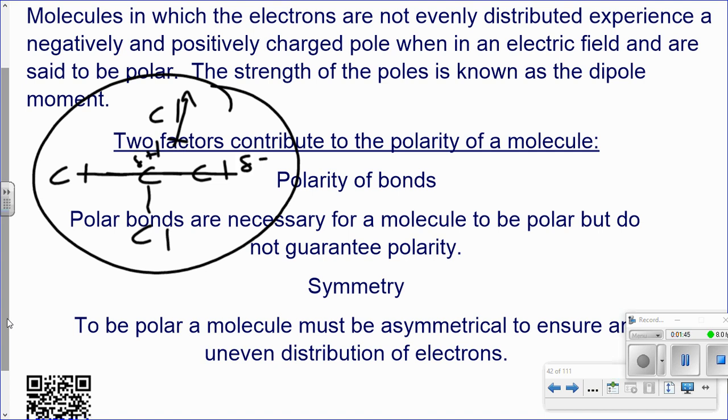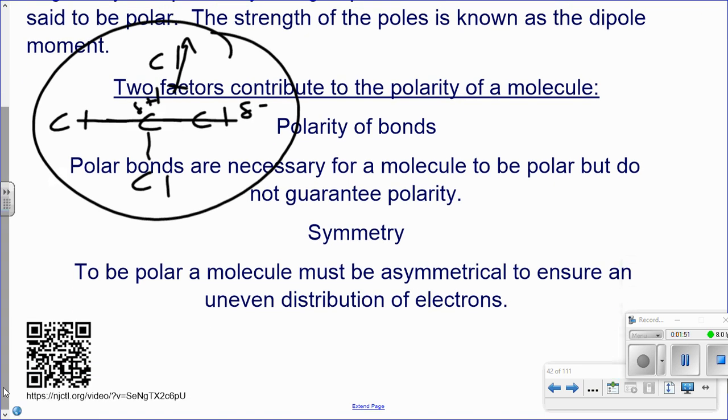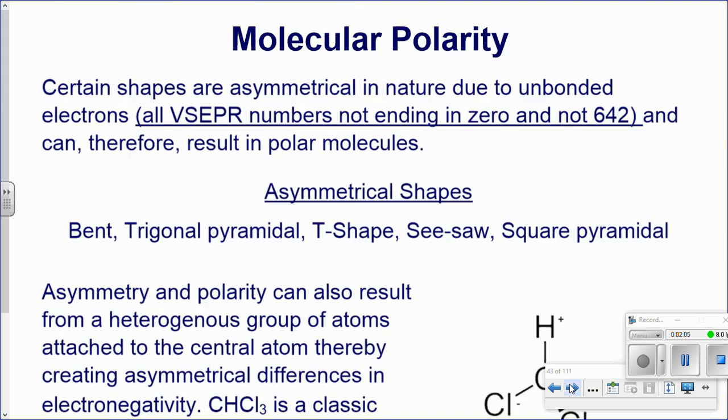So the second thing is not only the polarity of the bonds, but also the symmetry of the molecule itself. Okay? So to be a polar molecule, you have to have an asymmetrical molecule to ensure an uneven distribution of electrons. So keep that in mind as we move through, all right? Now, certain shapes are always asymmetrical in nature, okay?